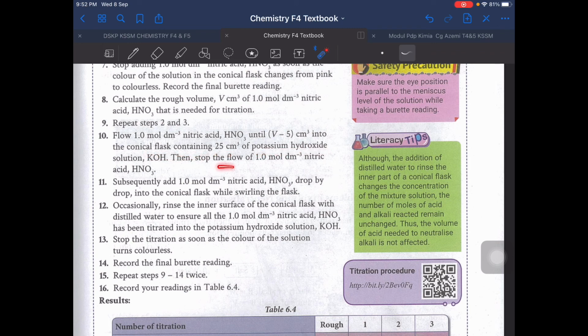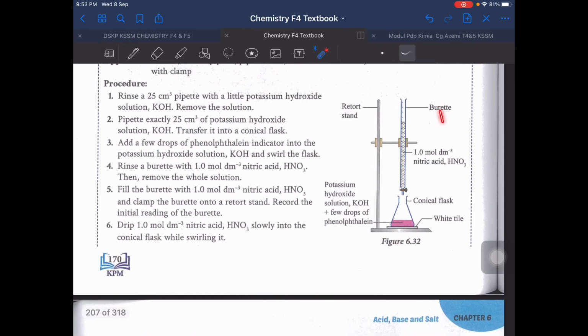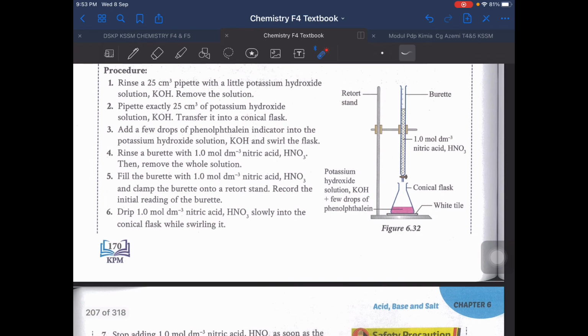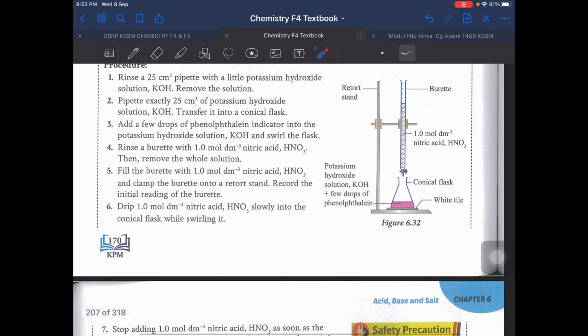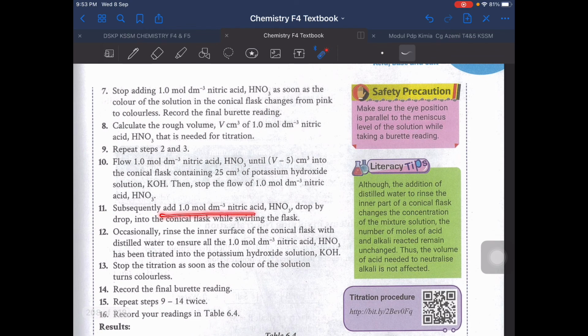Then stop the flow. Okay, you need to do this one because we need to have apa dia punya isi padu yang diperlukan untuk meneutralkan 25 cubic centimeter potassium hydroxide. This V, remember, this V is coming from the first step yang awal-awal kita buat, the titration. After you get it, and then kamu perlu repeat step 2 and step 3. And then after that, you need to stop the flow. Subsequently, add 1.0 mole per cubic decimeter nitric acid drop by drop into the conical flask.